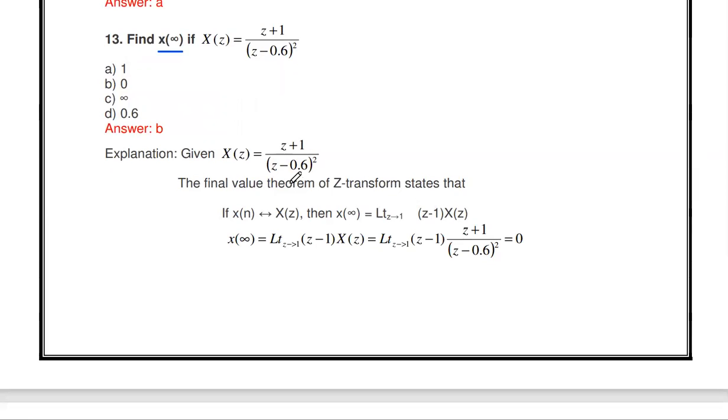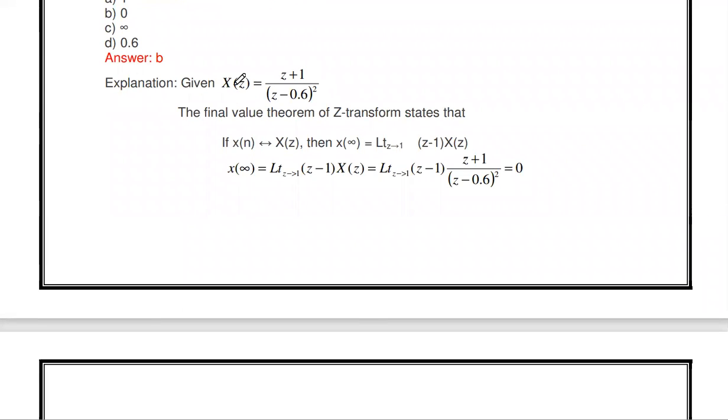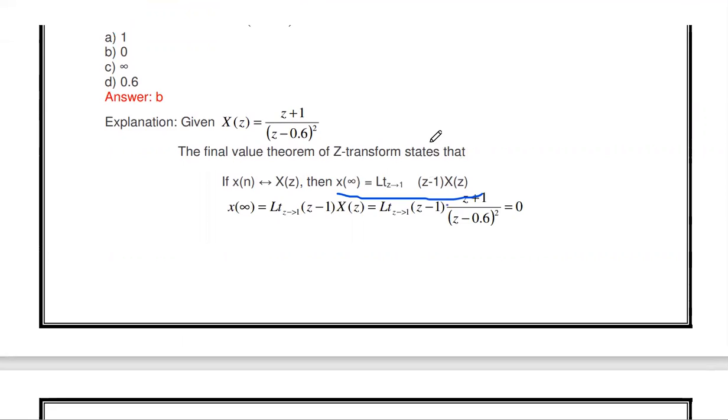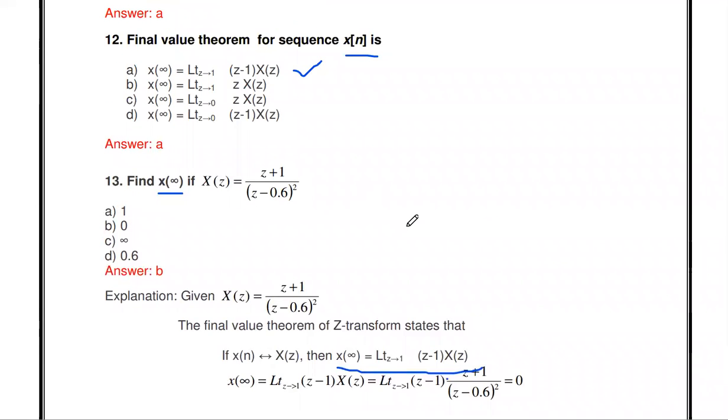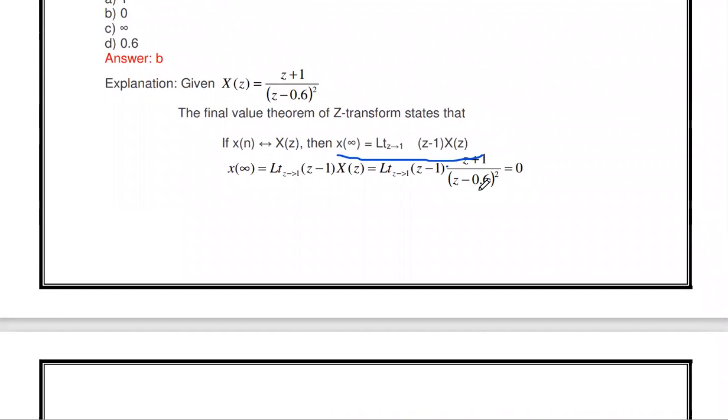So what is the final value theorem? In order to solve this problem, first you should know the final value theorem of Z transform. As per the final value theorem of Z transform, x of infinity is calculated by limit Z tends to 1, Z minus 1 into x of Z. So limit Z tends to 1, Z minus 1 into what is the x of Z? The x of Z is given as Z plus 1 by Z minus 0.6 the whole squared.